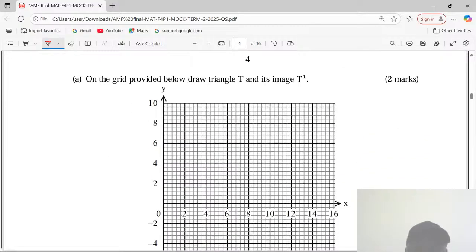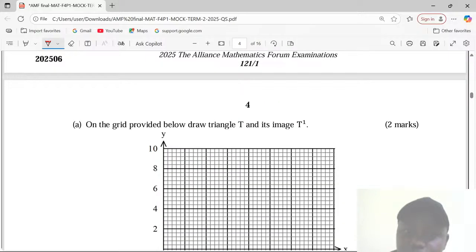Part A. On the grid provided below, draw triangle T and its image T prime. Just plotting two triangles. Imagine you get 2 marks. Are these marks not free? Anyway, let's check. How do we ensure that we have plotted the two independently?